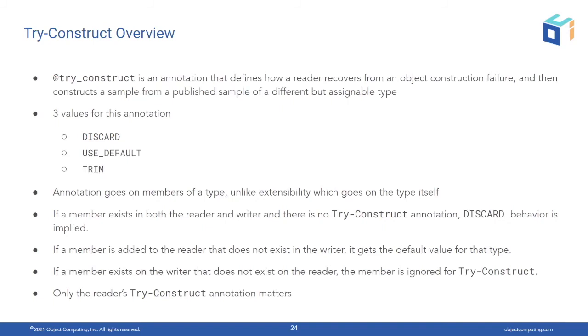If a member is added to a reader, but that member doesn't exist in the writer, then it will get the default value for that type. If a member exists in the writer that does not exist in the reader, then that member is ignored for try construct. And only the reader's try construct annotation matters. Try construct happens upon receiving samples from a writer, and so logically there's no use for try construct on a writer.